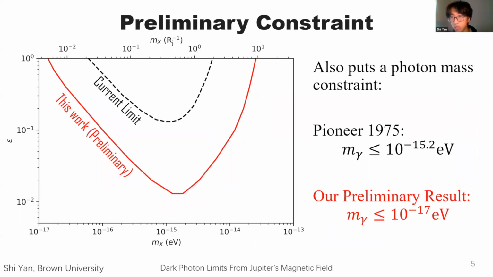With this improvement, a much better constraint on the dark photon's mass and kinetic mixing parameters can be given, as shown in this plot. In addition, we can also give a better constraint on the photon mass with this method, as shown at the left-hand side. And this is what we have done in our work.